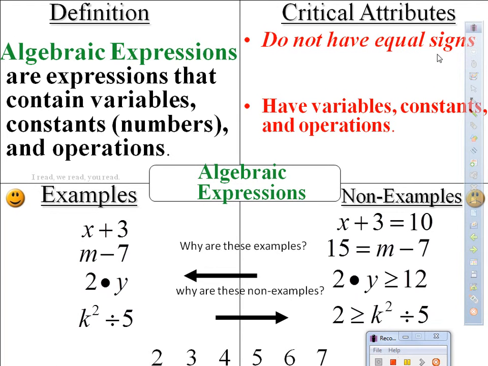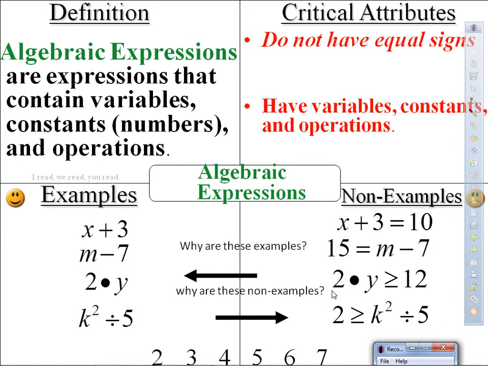So what is the most important thing to remember about algebraic expressions? They are what? Expressions only. They do not have what? Equal signs. What other thing? They have variables, constants, and operations. So two things to remember. They do not have equal signs or inequality signs, and they have variables, constants, and operations. Okay, so we're clear with algebraic expressions.